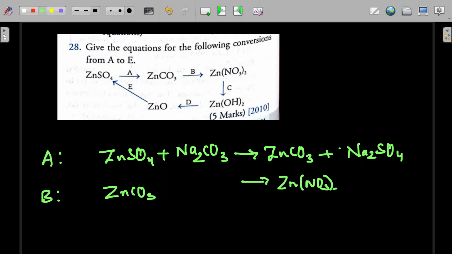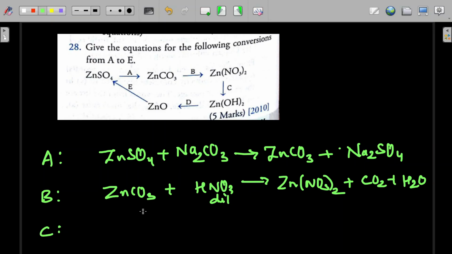HNO3 dilute. So here how do you know? Nitrate you want to get, precipitate? Nitrates are not precipitates, and zinc carbonate is also not soluble in water. So precipitation you should not write. Here you have to use acid, HNO3 dilute. So it will break this compound into zinc nitrate, CO2 plus H2O. This one you can call decomposition by acid.